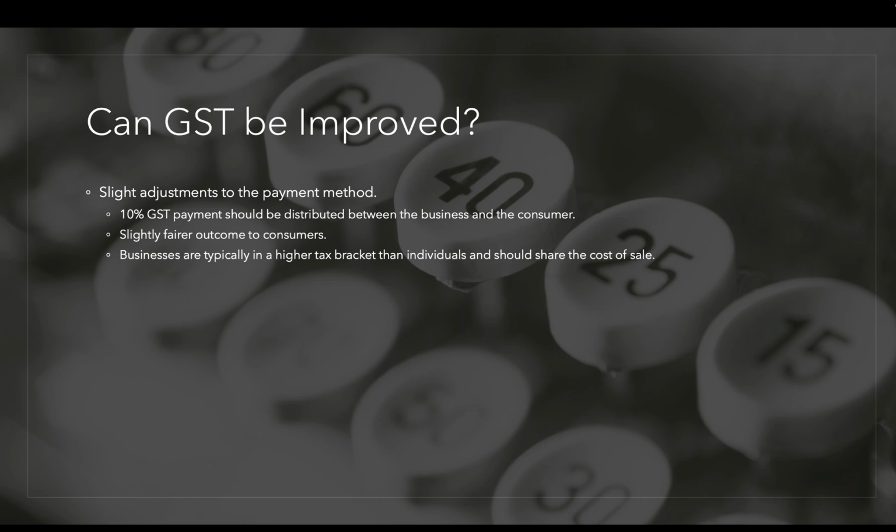Can the GST system be improved? I believe it can, with slight adjustments to the payment method. Specifically, the 10% GST payment should be distributed between the business and the consumer. This will become a slightly fairer outcome to the consumers, as businesses are typically in a higher tax bracket than individuals and can share the cost of the sale.